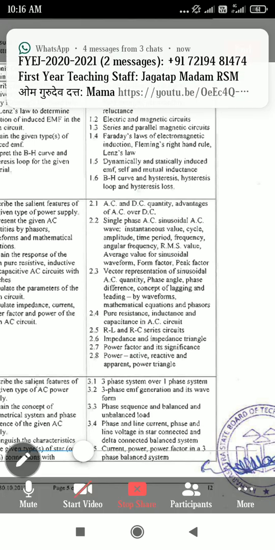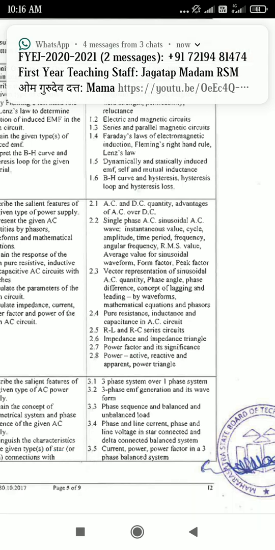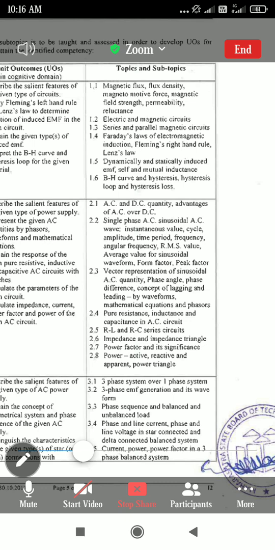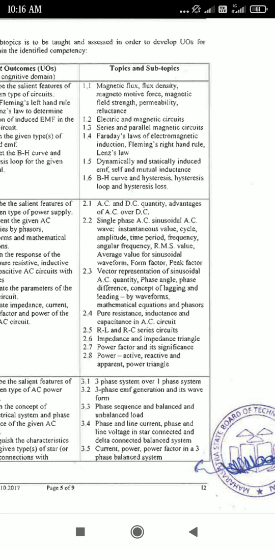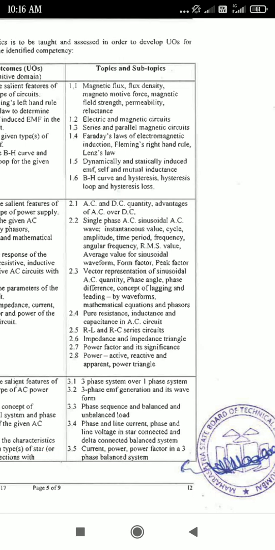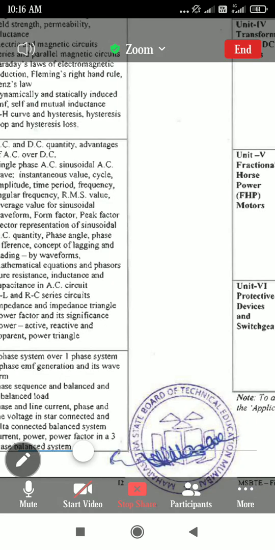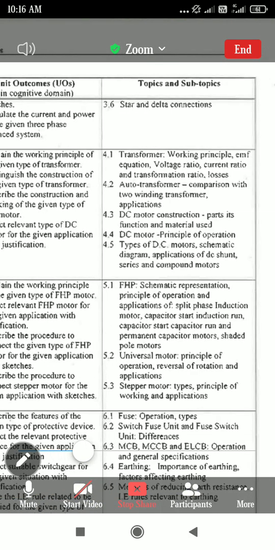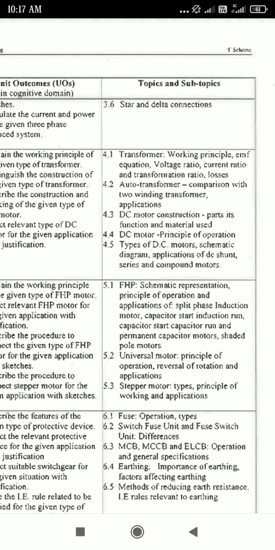We also draw the circuit diagram of star connected load and delta connected load, and after that we discuss what is meant by balanced load and unbalanced load. In the case of balanced load, we consider three parameters. Then what is meant by current and power factor in a three-phase balanced load? In the case of balanced load, what is the quantity of current, power, and power factor? We discuss this point. Then the last one is star and delta connection. We also compare star connection and delta connection.